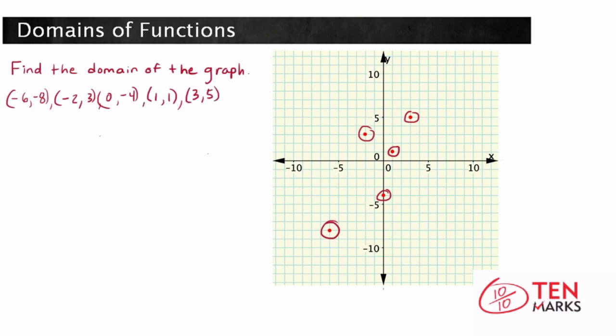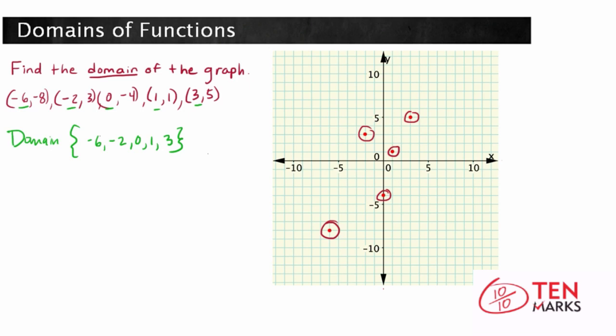Now you're being asked about the domain, and the domain is the x values. So our domain is going to be -6, -2, 0, 1, and 3, coming from these x values here.